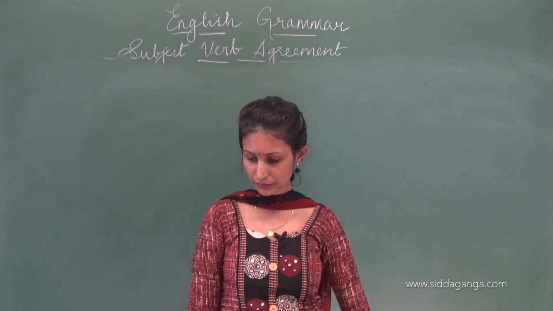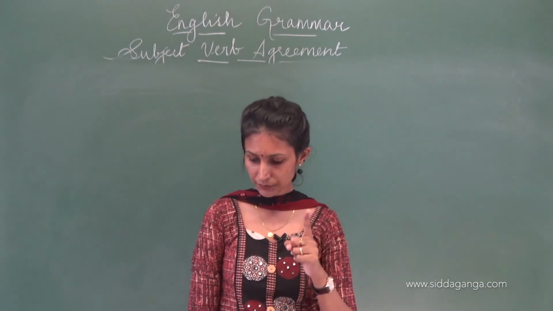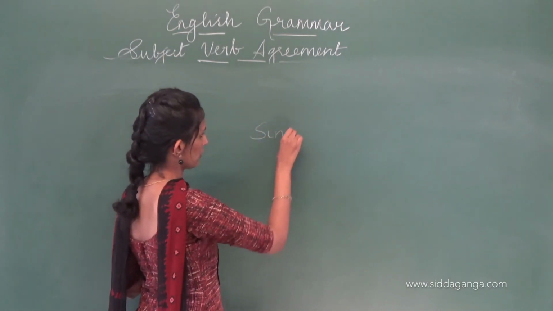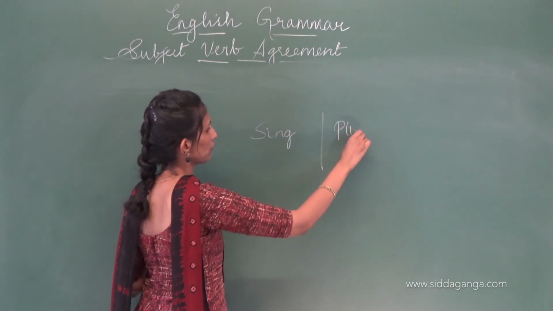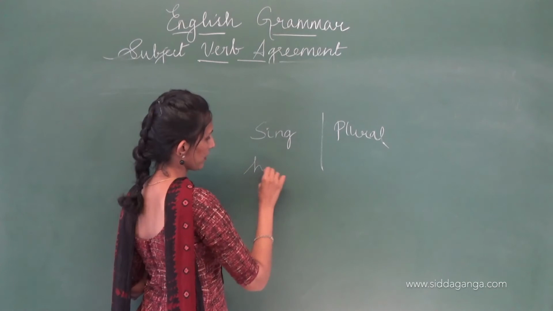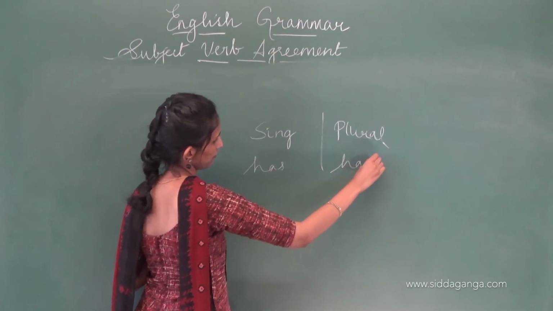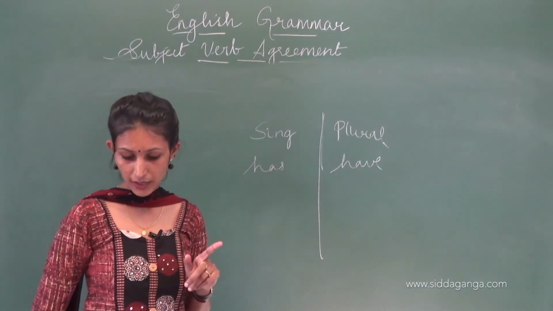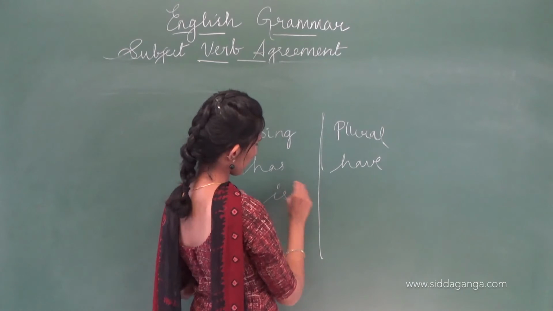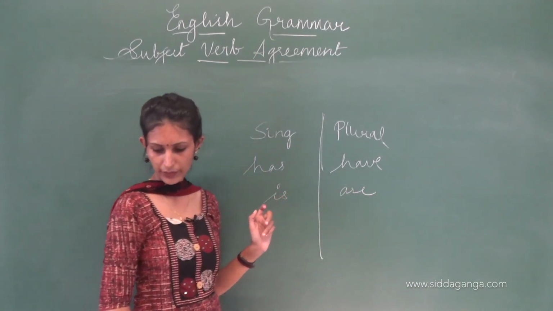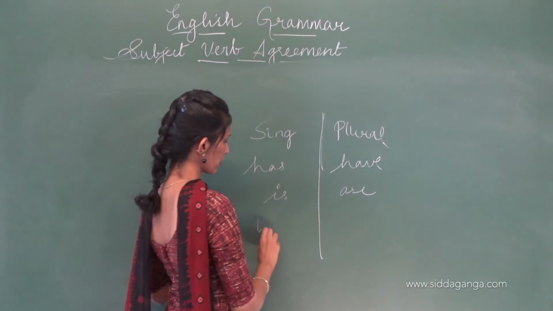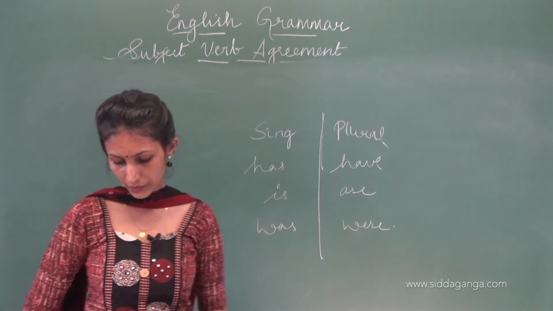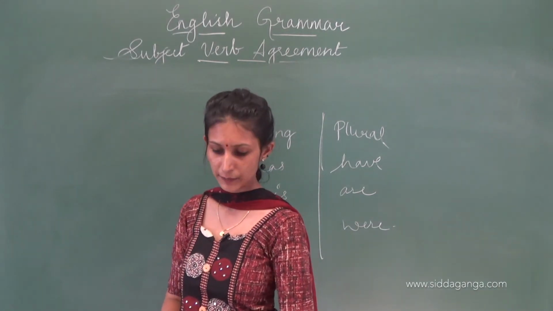Okay? So, singular, we'll write it here. Singular, plural, has, have. Okay, then what else did we get? One of my friends is, are. Then what did we get? Was, were. Okay, the crowd was dispersed by the police.